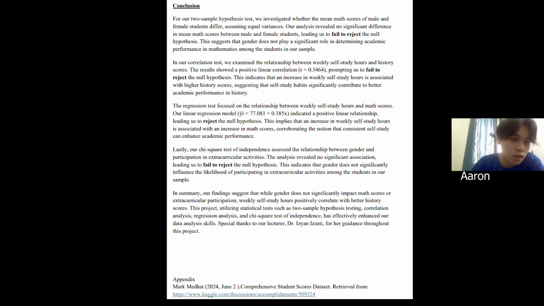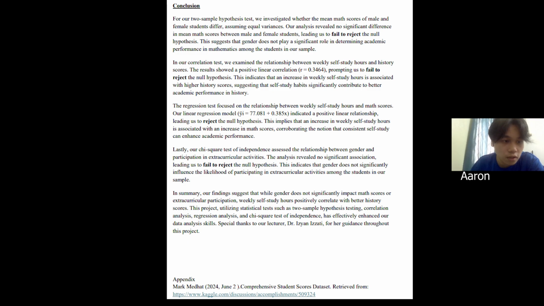In our correlation test, we examine the relationship between weekly self-study hours and history scores. The results show a positive linear correlation, R equals 0.3464, prompting us to reject the null hypothesis. This indicates that an increase in weekly self-study hours is associated with higher history scores, suggesting that self-study habits significantly contribute to better academic performance in history.